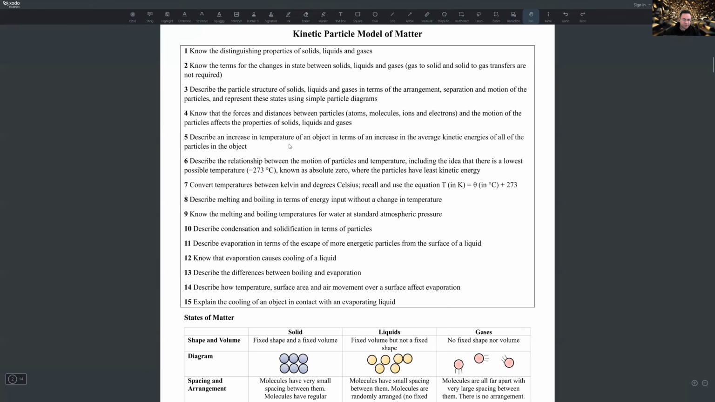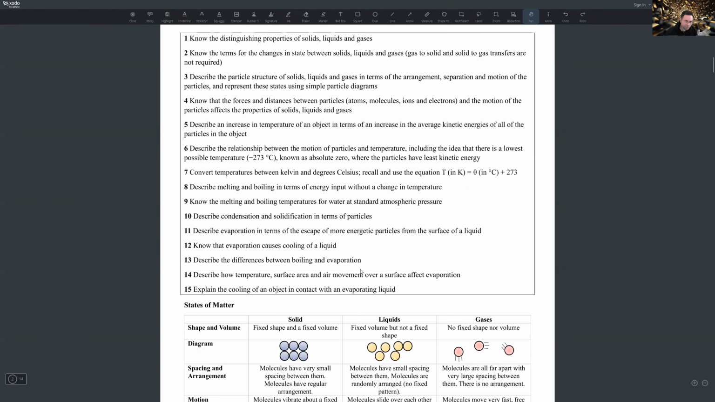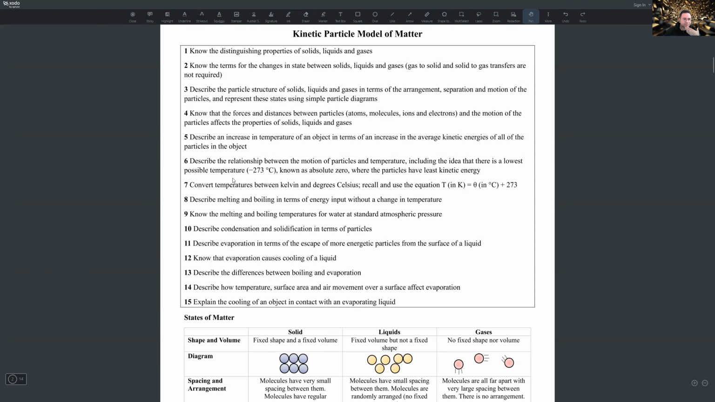Describe an increase in temperature of an object in terms of an increase in the average kinetic energies of all the particles. Indeed, that's the definition of temperature. Describe the relationship between the motion of particles and temperature. It's the same sentence as before, kind of the same thing, but adding what idea? That the lowest possible temperature is -273, called absolute zero. And convert between Kelvin and Celsius, just so we know what's Kelvin and what's Celsius.